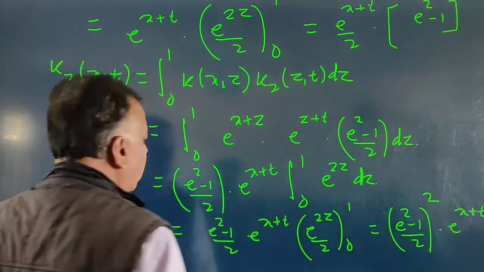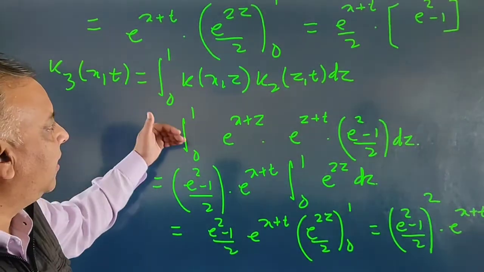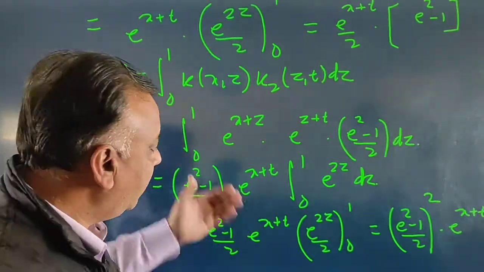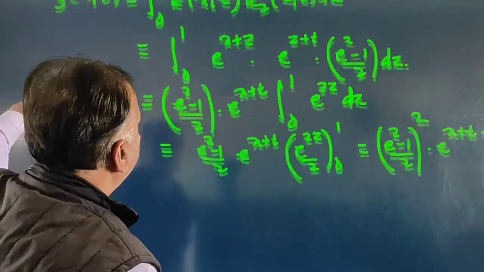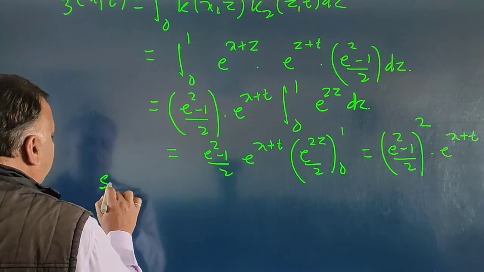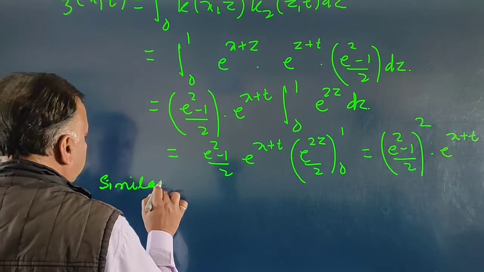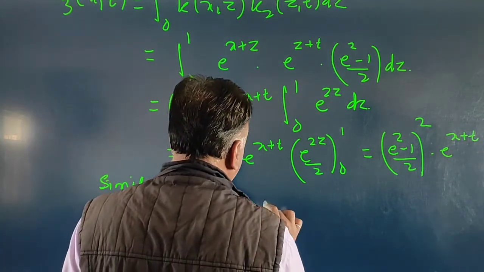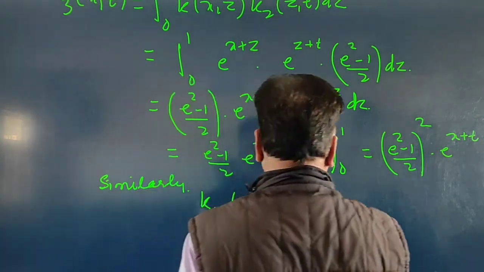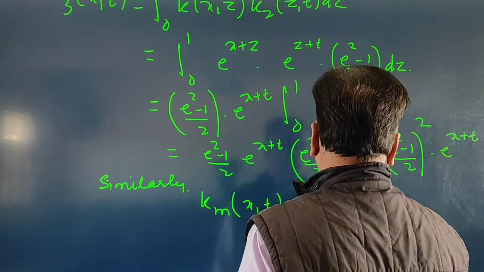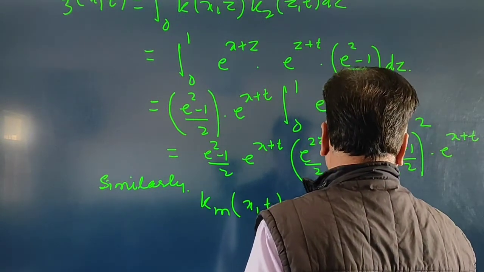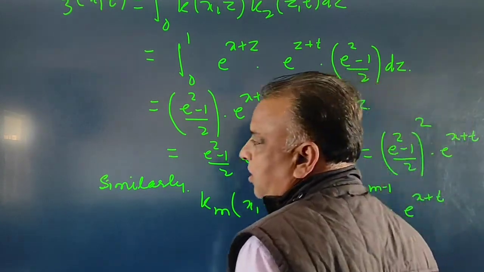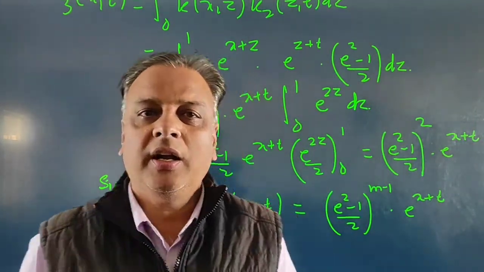So in this manner we find the first iterated kernel, second iterated kernel, and third iterated kernel. With the help of these iterated kernels we find the mth iterated kernel. Similarly, the mth iterated kernel Km(x,t) is equal to ((e squared minus 1) upon 2) raised to m minus 1 into e raised to x plus t. This is the mth iterated kernel.